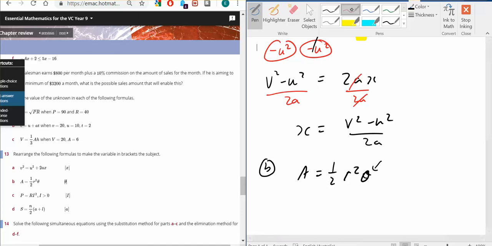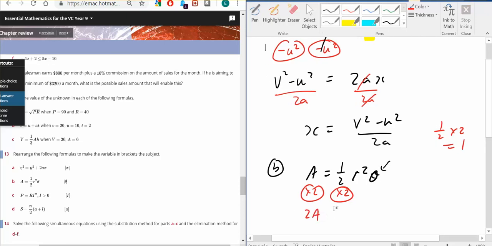So to get rid of the half, I need to multiply both sides by 2, because the opposite of half is multiplied by 2. Why? Because a half times 2 gives you 1, so that neutralizes it. So 2 times A is 2A. A half times 2 is just 1, so that gets rid of it. You're left with r squared theta.